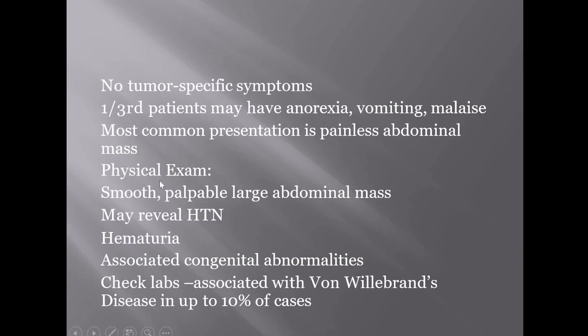On physical examination, you will see a smooth, palpable, large abdominal mass. The child may have some amount of hypertension, hematuria will be there, and they can be associated with other congenital abnormalities. So in syndromes also we can have Wilms tumor, okay?